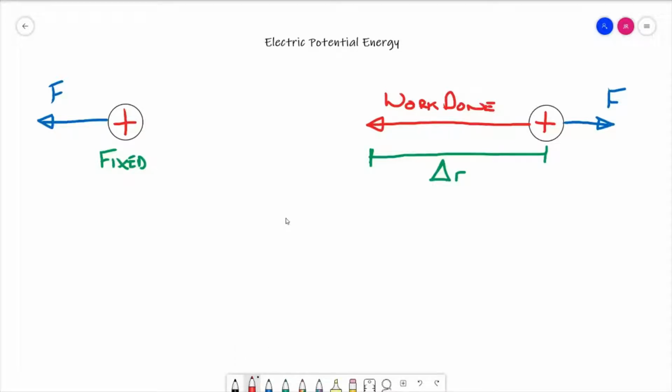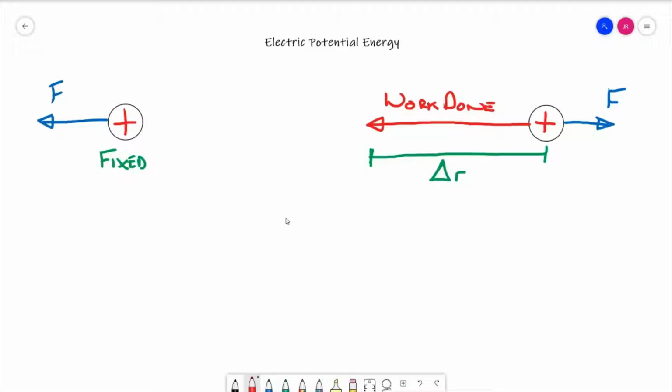Of course, if we had two negative charges, then work would be done in exactly the same direction. We would still have a repulsive force acting between these two charges, and therefore in order to move it closer we would have to do work. If we had two opposite charges, a positive on the left and a negative on the right, or vice versa, then the work done would be in the opposite direction. The force would be attractive, and therefore we would have to do work in order to move it further away.